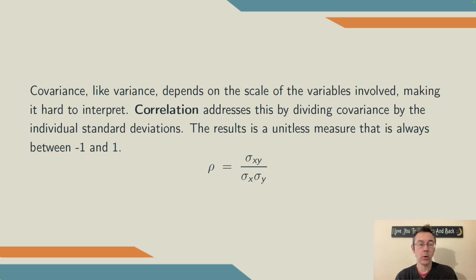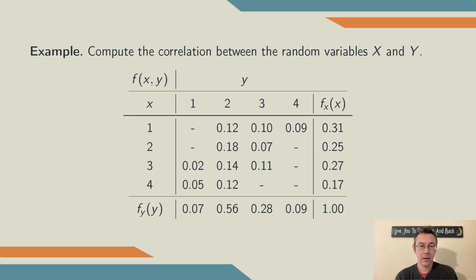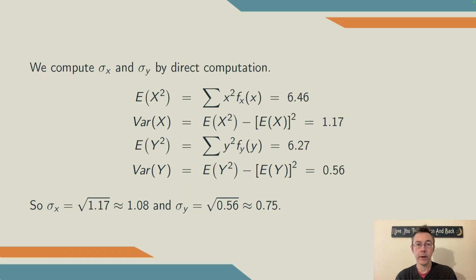So the formula that we have written here is for the coefficient of correlation between two random variables, x and y. It's the covariance of x and y divided by sigma x, sigma y, the individual standard deviations. Going back to that same example, let's compute the correlation between these two variables. We already have the covariance, so all we need are the individual variances, the individual standard deviations.